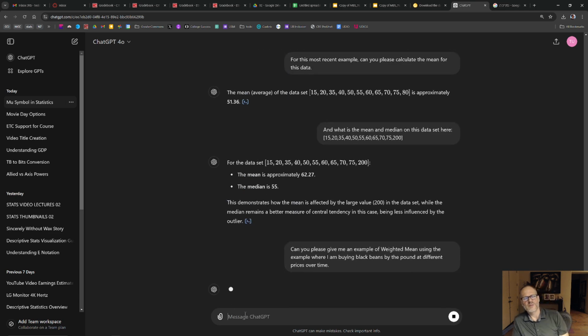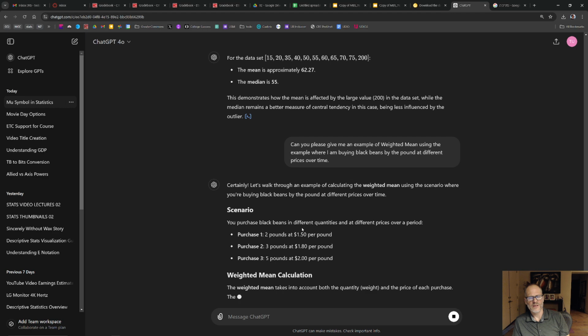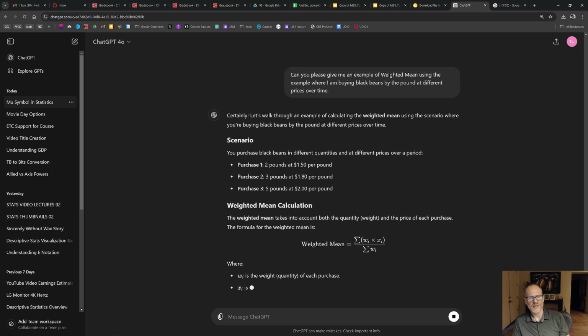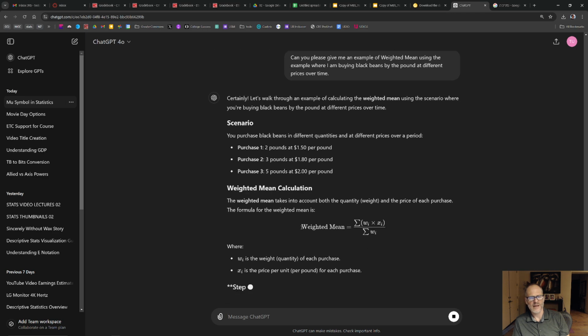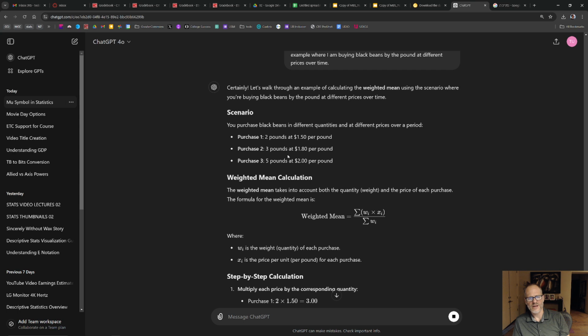So let's see what ChatGPT does with that. Let's walk through an example of calculating the weighted mean using the scenario where you're buying black beans by the pound at different prices over time. Purchase one, 2 pounds at $1.50 a pound, 3 pounds at $1.80 a pound, 5 pounds at $2 a pound. The weighted mean calculation is this formula here.